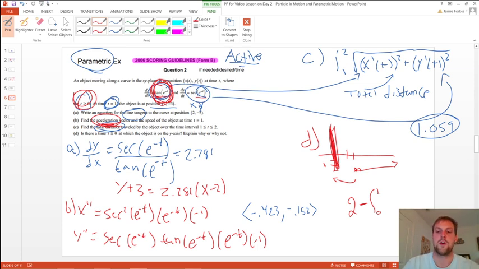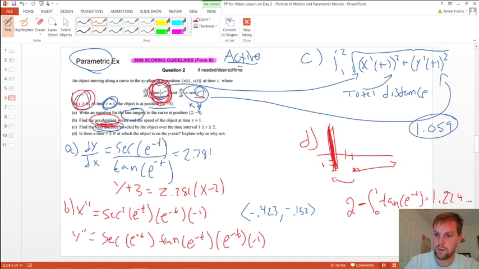So I'm going to take that of my x equation, which in this case is tan e to the negative t. And if you type that in the calculator, you get 1.224 and so on. Meaning, at time equals 0, I was somewhere right here, and then I moved forward. At no point was I ever across the y-axis.